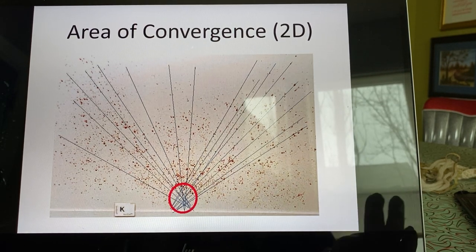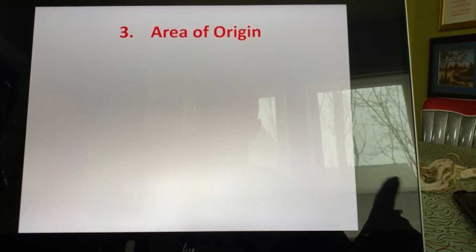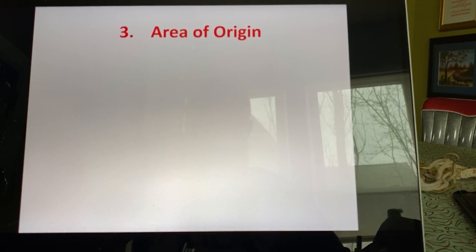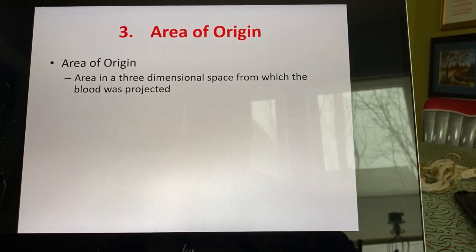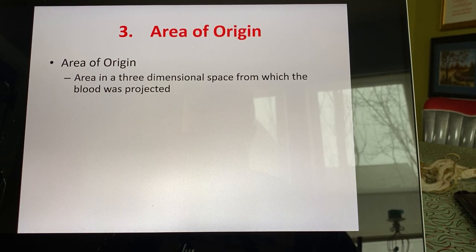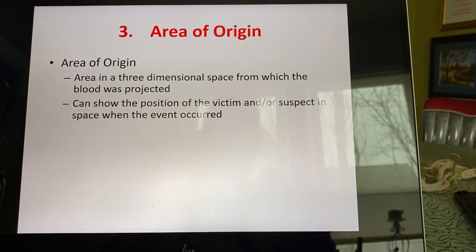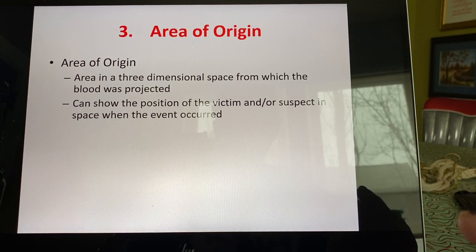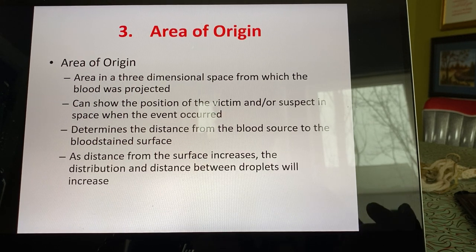Okay, now we're gonna use that to get to the area of origin. So you always have to follow that order. You have to do angle of impact, then area of convergence, and then you get to the area of origin. So the area of origin is really gonna tell you the height, or where this happened in three-dimensional space. The area of origin is defined as the area in three-dimensional space from which the blood was projected. And it can show the position of the victim and/or the suspect in the space in which the event occurred. It determines the distance from the blood source to the bloodstain surface.